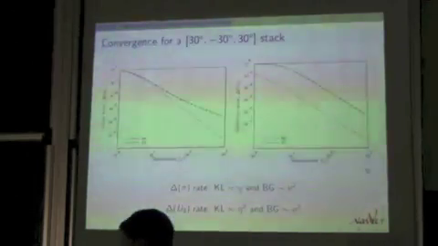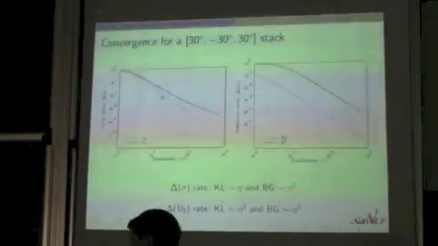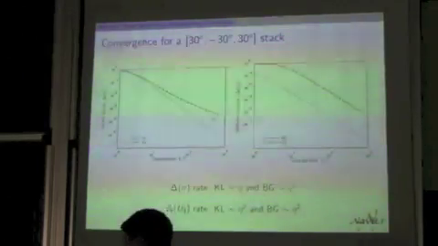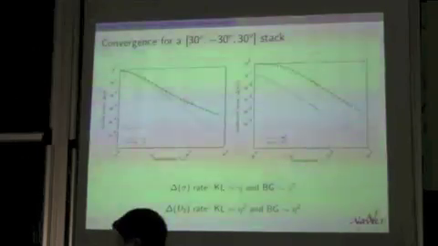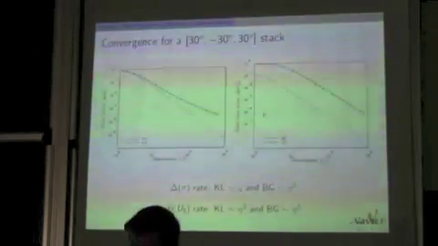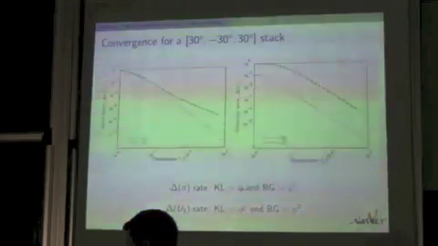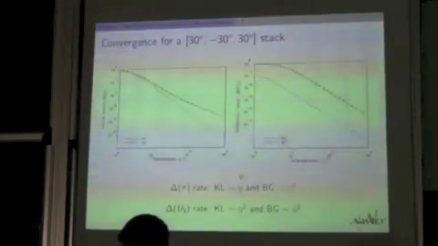So on the left, I've plotted the stress error. The blue curve is the bending gradient approximation I've just introduced before, and the green one is the Kirchhoff law approximation. And you see that you have different slopes, which confirms the error estimates I've just introduced before.